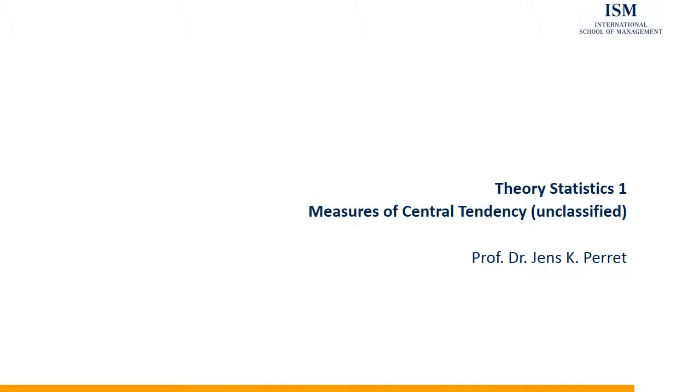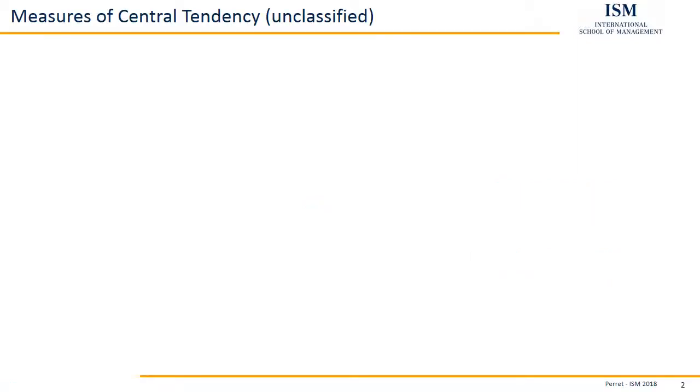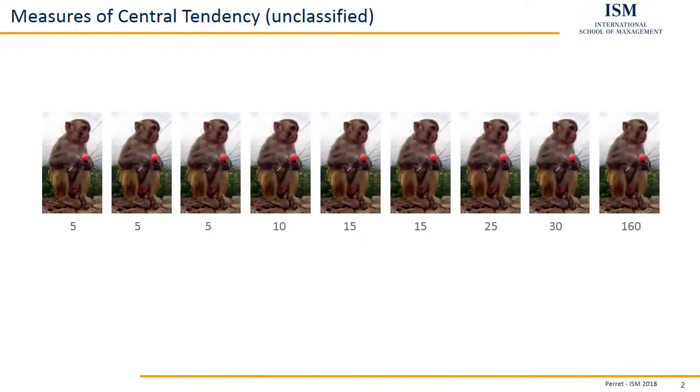This time with a unit on measures of central tendency, in particular for unclassified data. In a later session we will also talk about classified data. Here we just start with the simple unclassified versions. We do this with a simple example.